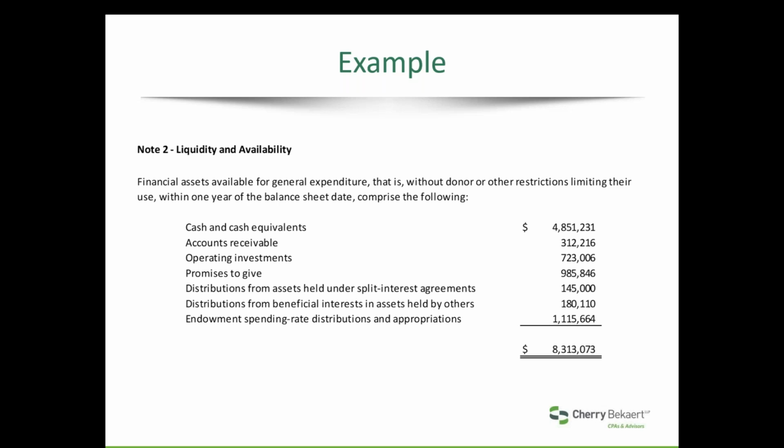So that includes cash, accounts receivable, operating investments, promises to give, and that promises to give is probably those due within 1 year only, distributions from assets, distributions from beneficial interests in assets held by others, and then endowment spending rate distributions and appropriations. And hypothetically, when you play around with the different options, you should get the same bottom line number, but that's not necessarily a requirement.